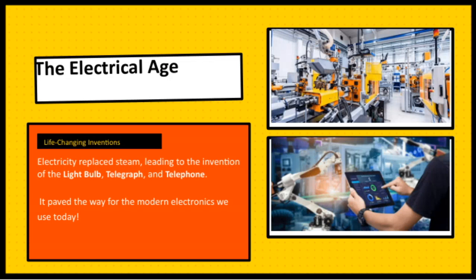Now, moving on to slide 7, we see how electricity truly revolutionized our world. It replaced steam as the dominant power source, which was a huge leap forward. This shift led to the invention of some of the most iconic devices in history, like the light bulb, which transformed how we illuminate our lives, and the telegraph and telephone, which dramatically improved long-distance communication.